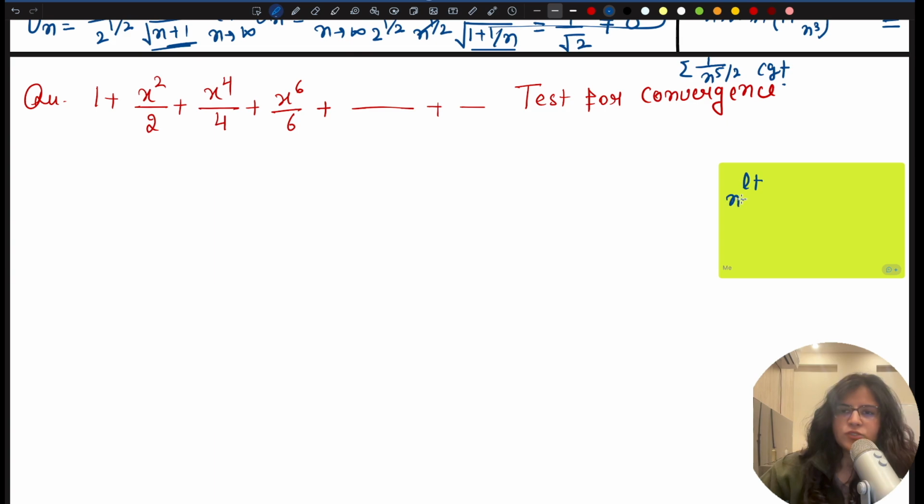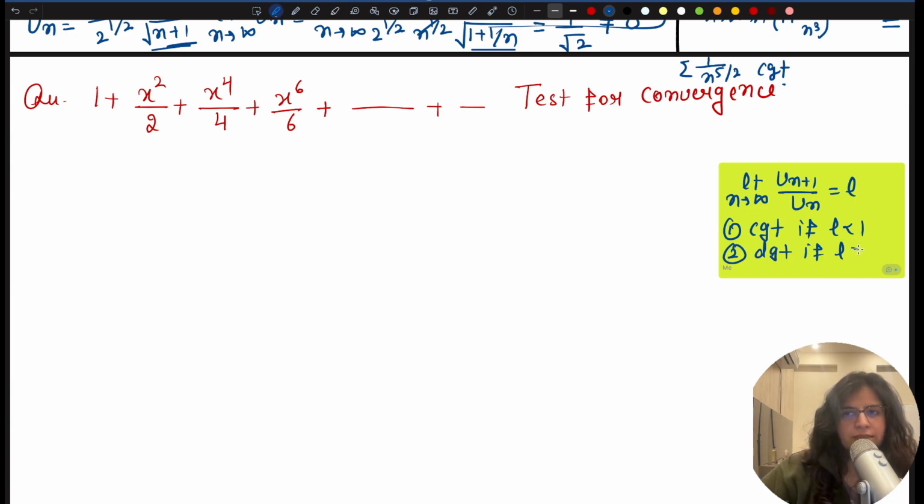limit n tends to infinite un plus 1 by un. Let's say the value of this limit is equal to L. Then by ratio test, the series is convergent if L is less than 1, and series is divergent if L is greater than 1, and the test fails if L is equal to 1.